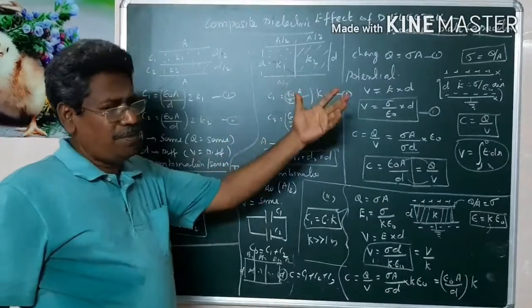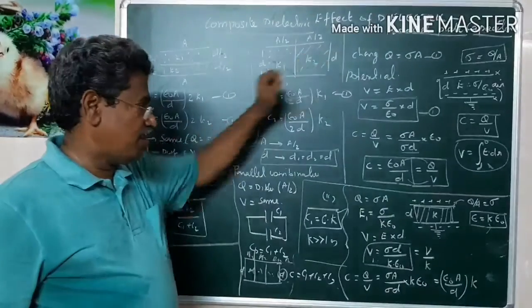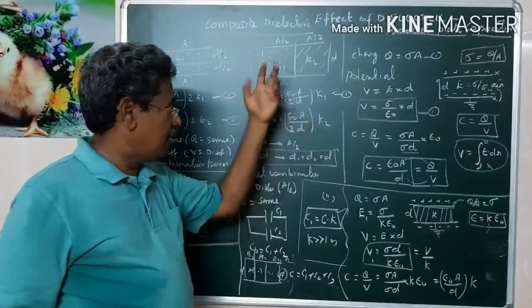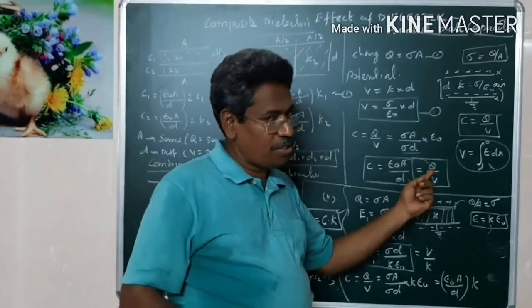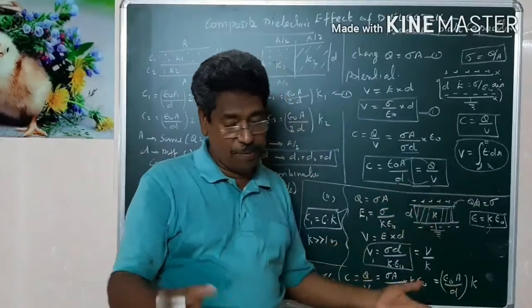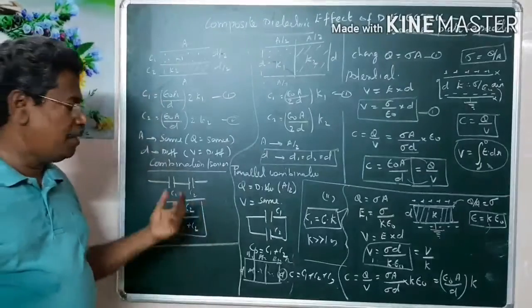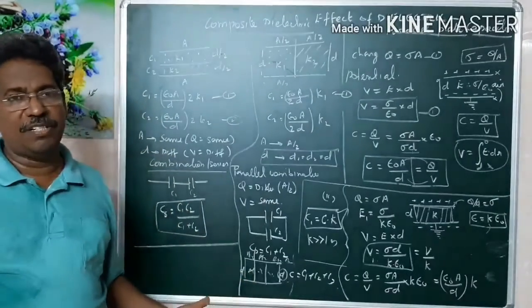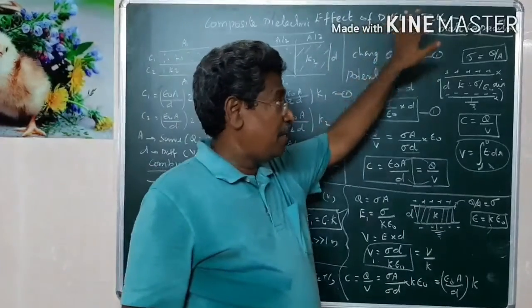Therefore, for any composite material, any type of material you take, first you have to find out C1 and C2. Then you have to compare whether A changes or D changes. Again repeating, if A does not change, then Q does not change, it is series. If D does not change, then V will not change, it is parallel. Therefore, you have to identify which is parallel and which is series. Then based on this, you can find out the effective capacitance. These are the overall views regarding the effect of dielectric on a parallel plate capacitor.